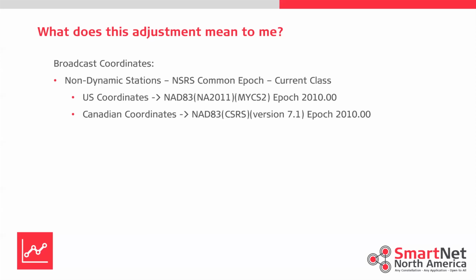That's the common epoch with the current class. We'll talk about classes and epochs in a second, but this is what we'll be moving to. So we're moving from MYCS1 for the US to MYCS2, so there will be a change in coordinates. And in Canada, we're moving from version 6.0 to version 7.1. So again, there could be a change in coordinates to the broadcast that you receive to calculate your baselines off of.